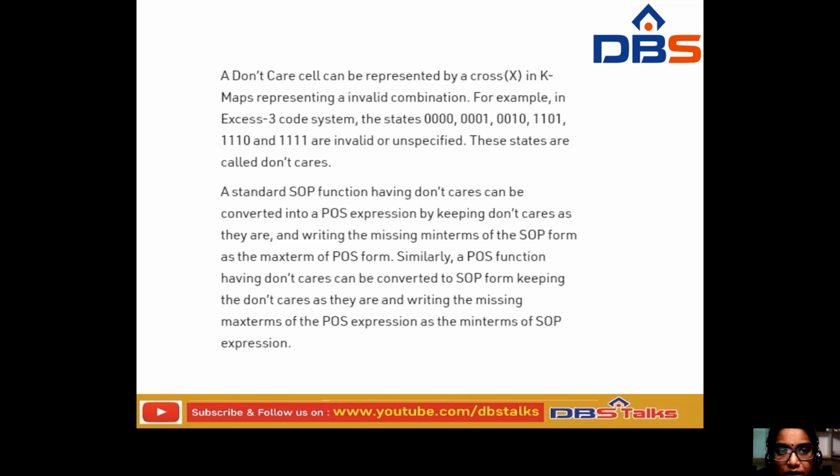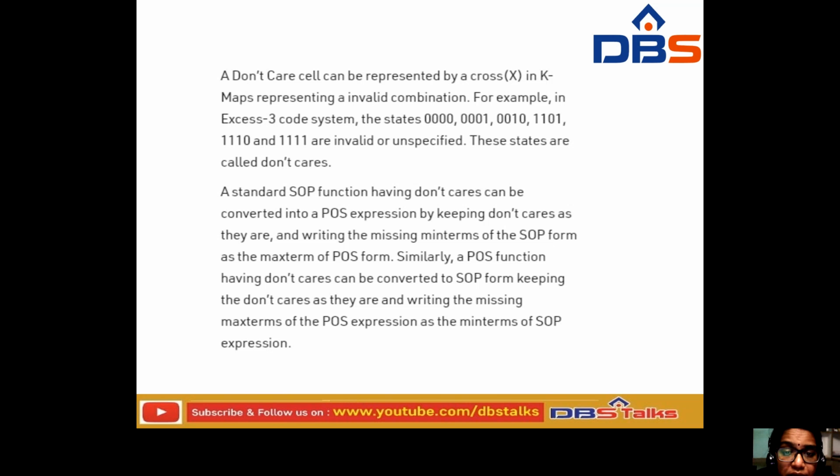Suppose in that XS3 code system, the states of 0 0, suppose it is 0 1 2 4 7 8 16, just like that. If it is invalid or unspecified, we can say these are called don't cares. Unspecified means they have not been specified till the end.